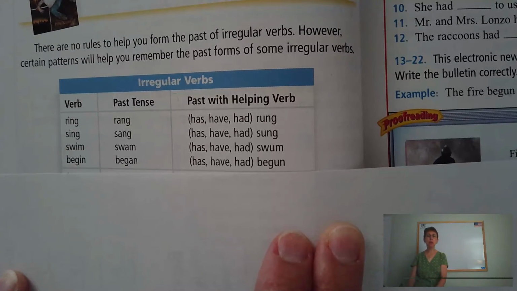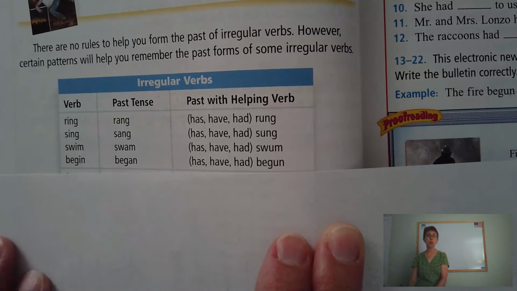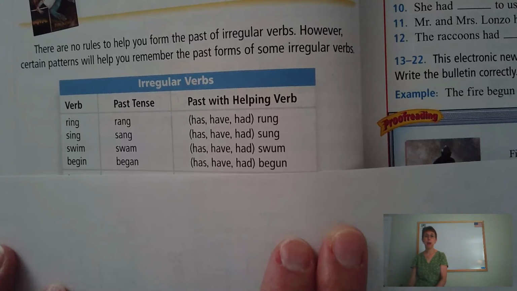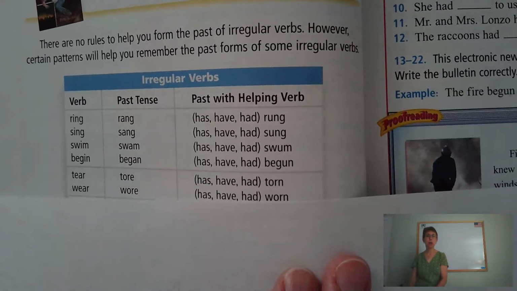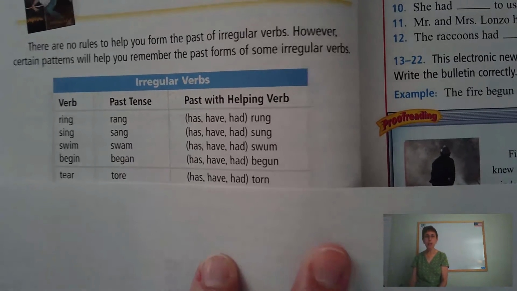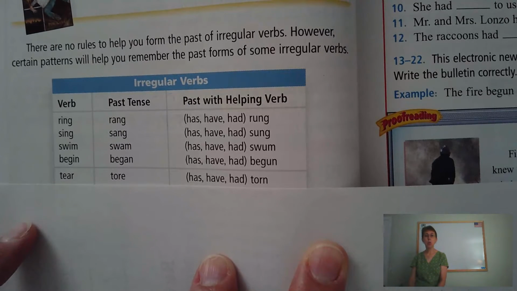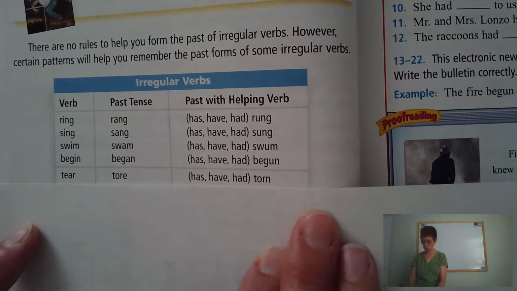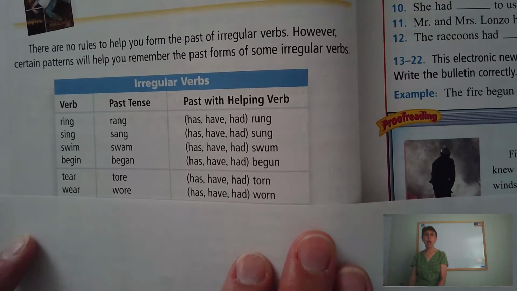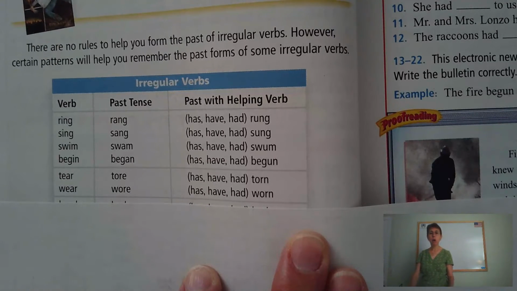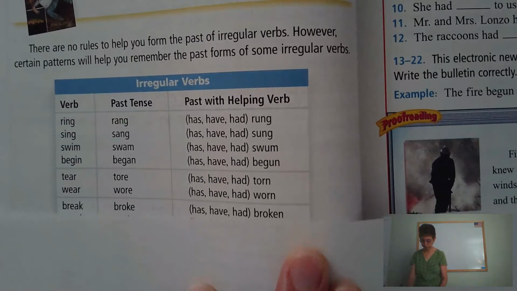So there's that little bit of a pattern with these verbs, and hopefully that will help you to remember how to form past and past with the helping verb. Okay, next we have tear, tear something, tear, tore, has, have, had, torn. Wear, wore, has, have, had, worn. So there you see you have that EAR, then you have ORE, and then ORN.